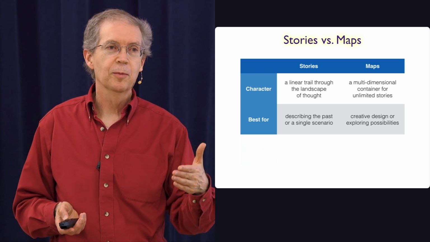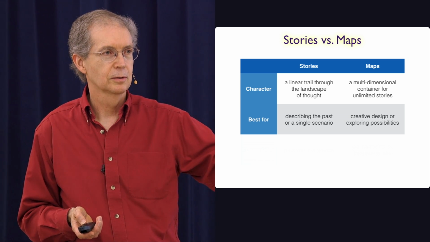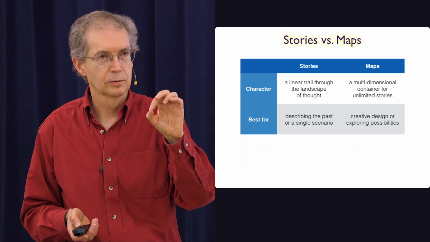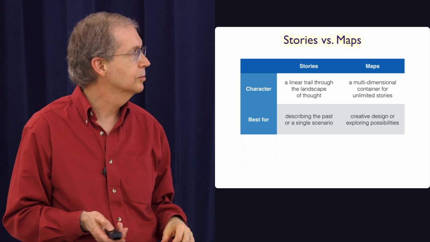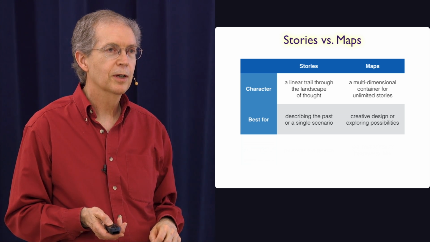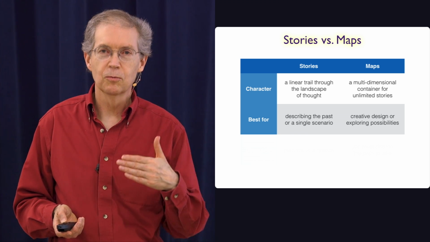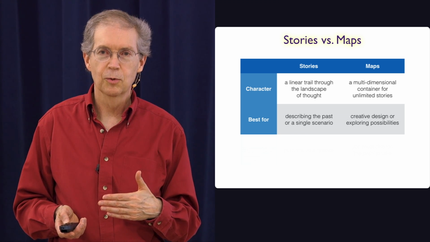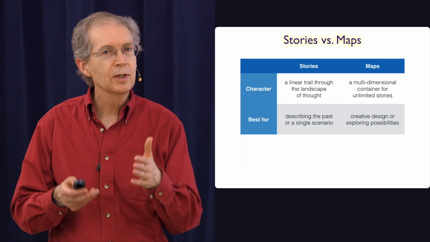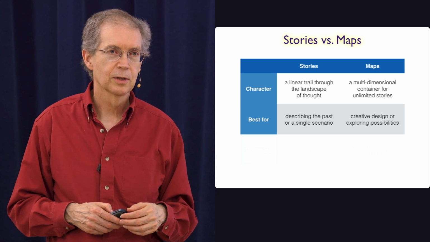Stories are best for describing the past, where we know in some sense what the trail was that was taken. And they're also good if you have one particular scenario that you want to play out, and you want to see how that trail would go. But maps are much better if you're involved in a creative design process, where you don't know the trail yet, and in some sense you don't want to lock down the trail yet. You want to keep open the possibility to look at a whole variety of different paths. Then you need maps, not stories, in exploring those possibilities.